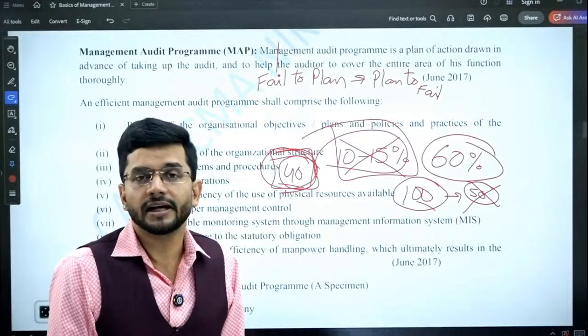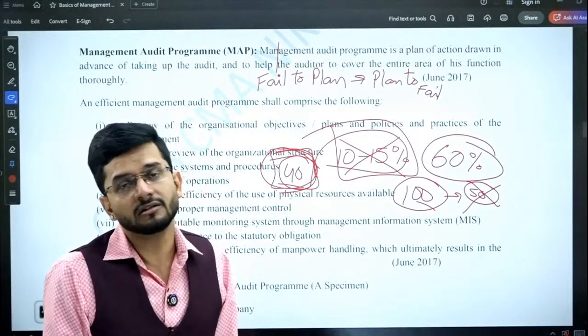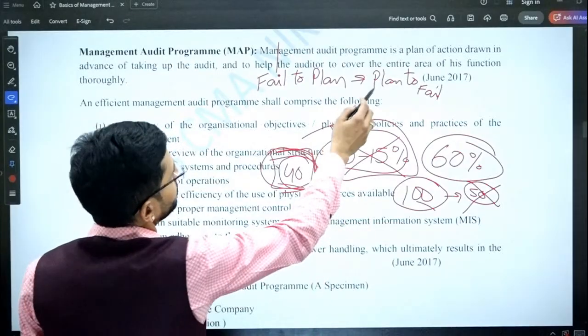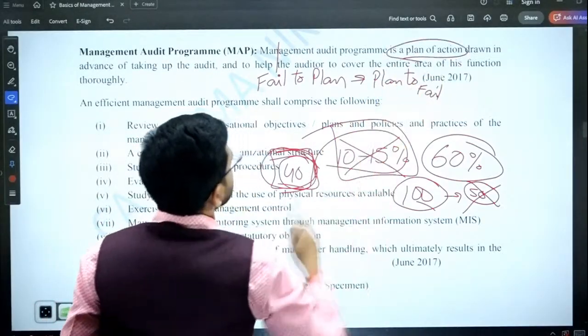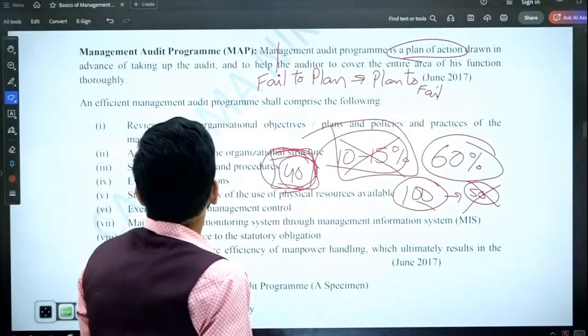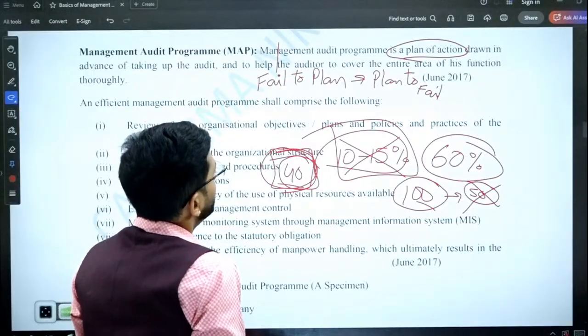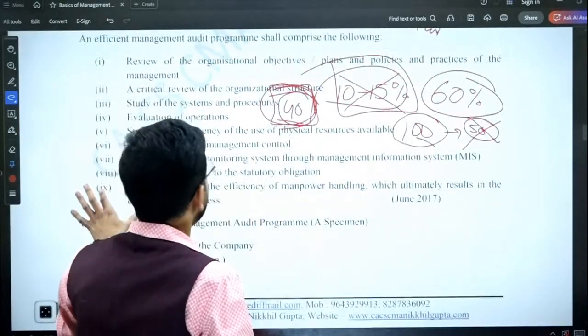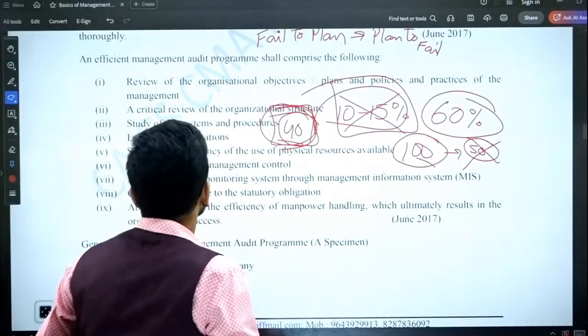It's a plan that you create for conducting management audit in the near future. So management audit program is a plan of action. So what is a management audit program? It's a plan of action drawn in advance of taking up the audit to help the auditor to cover the entire area of his function thoroughly. An efficient management audit program shall comprise of the following.